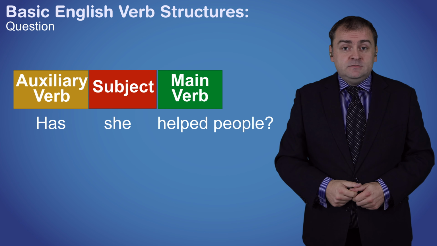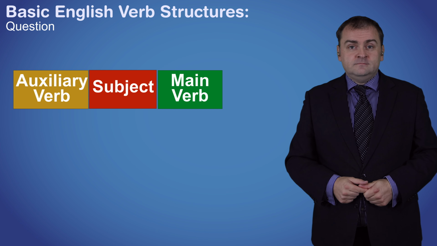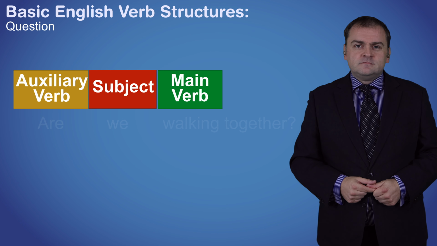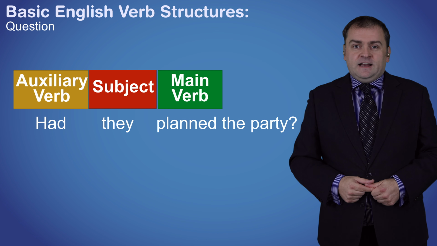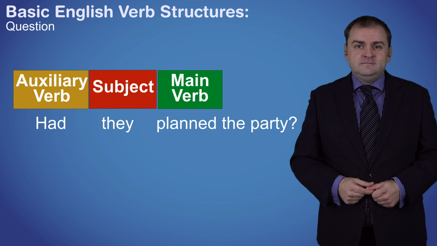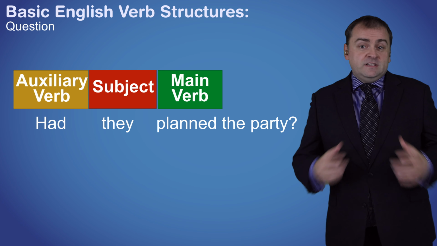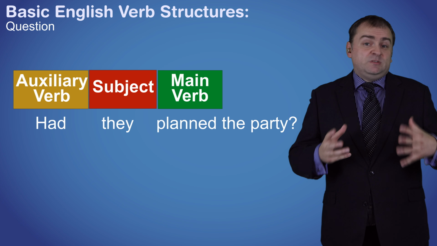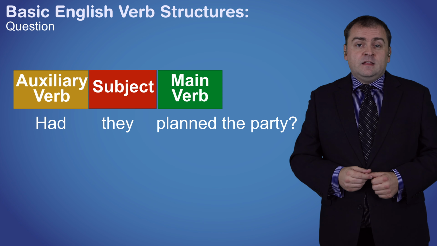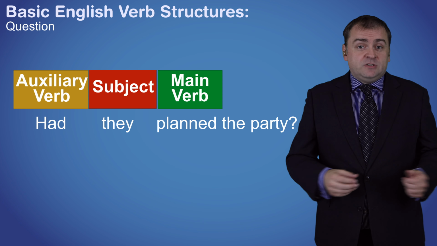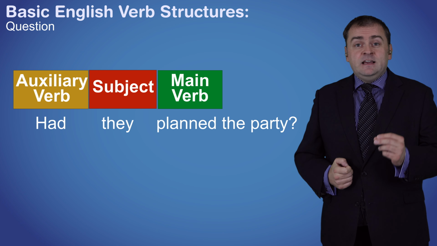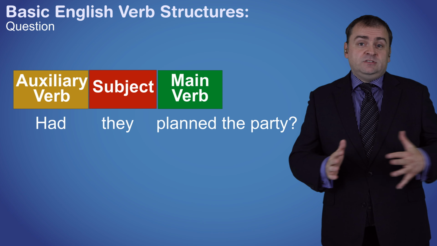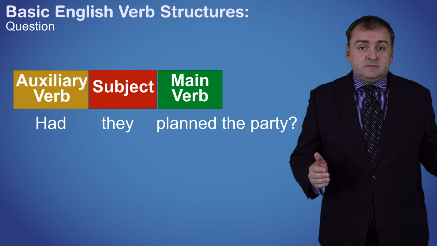Has she helped people? Are we walking together? Had they planned the party? With this type of question, when you start with an auxiliary verb, the answer should always be a yes or no. As I said, there are different types of question, but here you can see how along with the positive and the negative structures, where you put the auxiliary verb is very important.